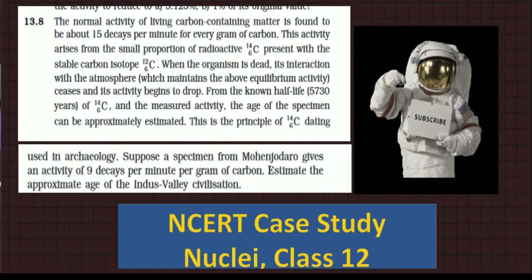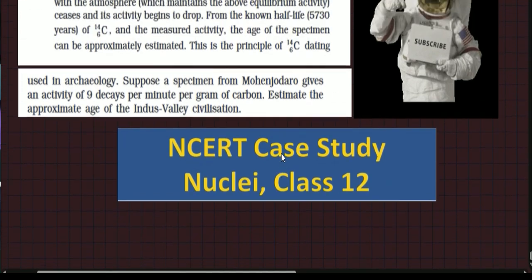Also, there is mention of the words 15 decays per second and 9 decays per second, which I will explain to you. These words actually refer to something called activity. If you're studying the chapter of radioactivity, activity is bound to come. So we will study about activity also, and I will explain what it is. The activity goes down actually.